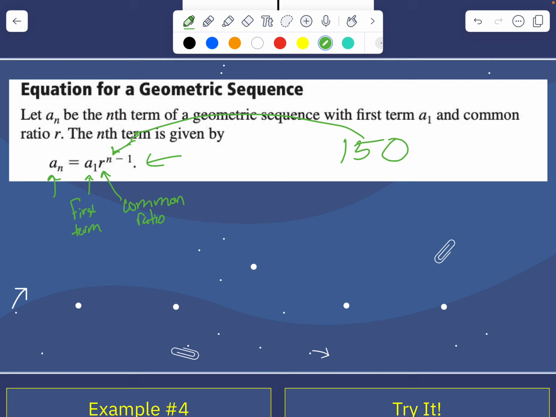One thing to pay attention to, this would be considered an explicit equation. Remember yesterday we looked at the difference between explicit and recursive. This would be the explicit form. This would be the equation form.